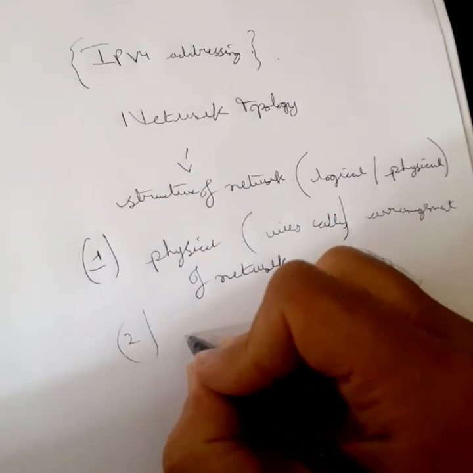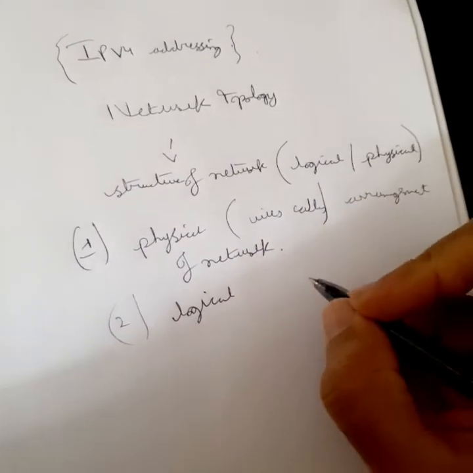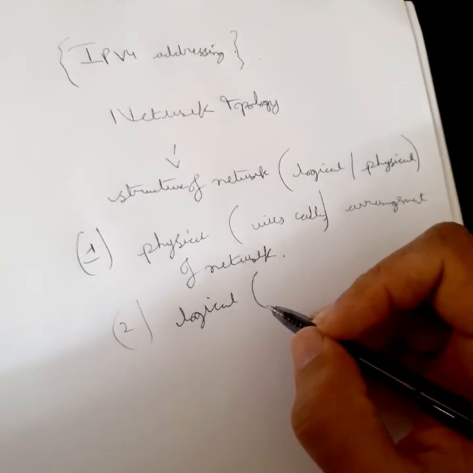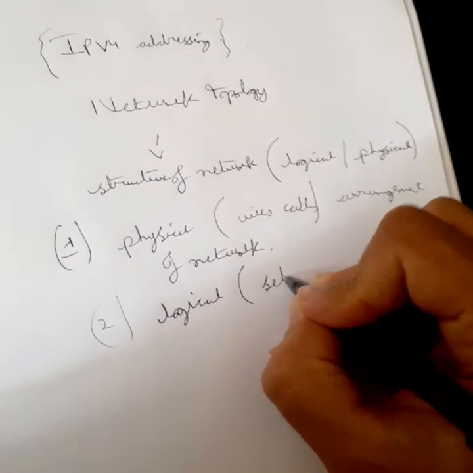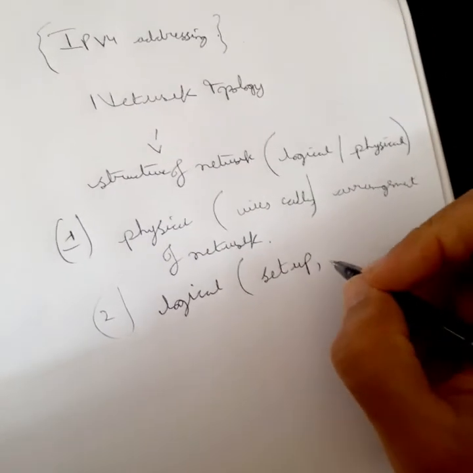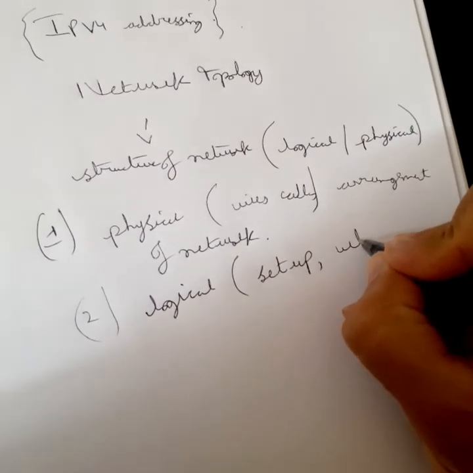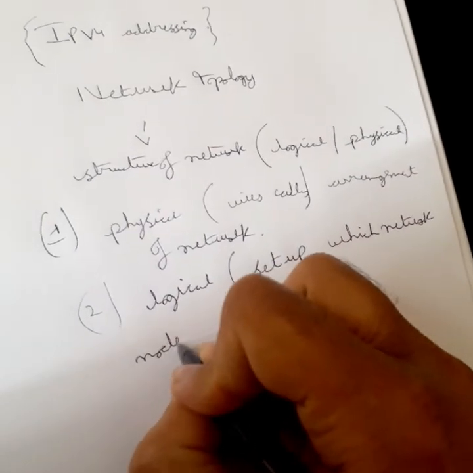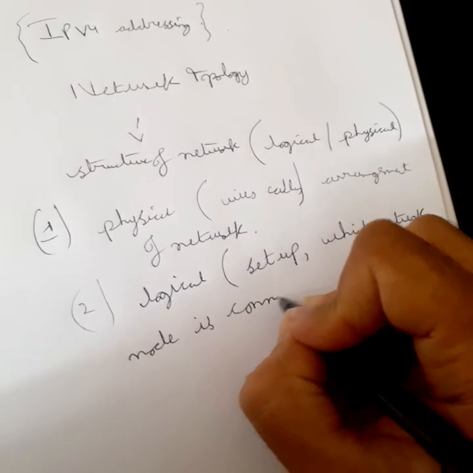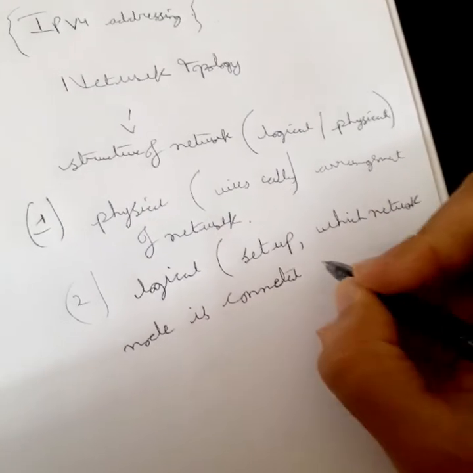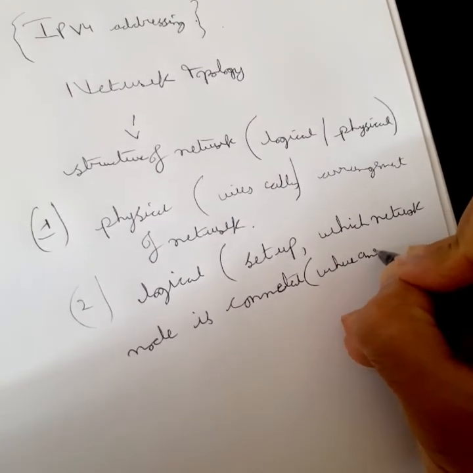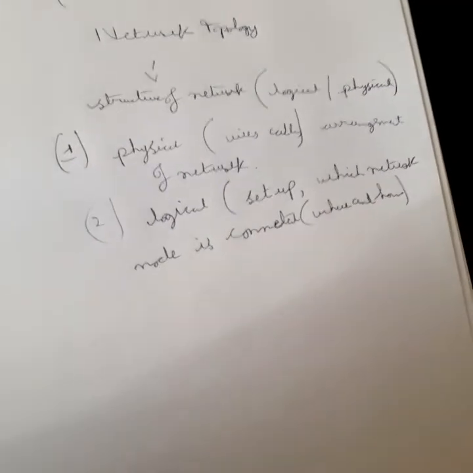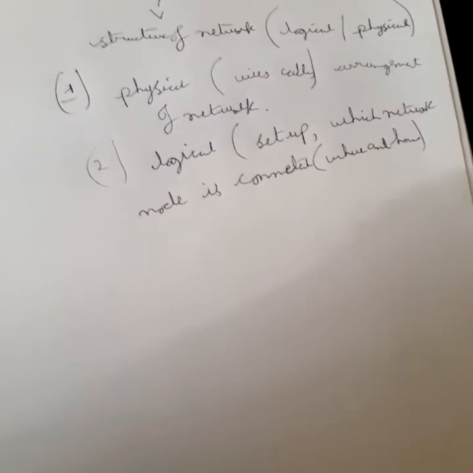Now when I say logical, that means how the network is set up, and which network node is connected where and how. So logically, we are looking at the setup of the network and which network node is connected where.